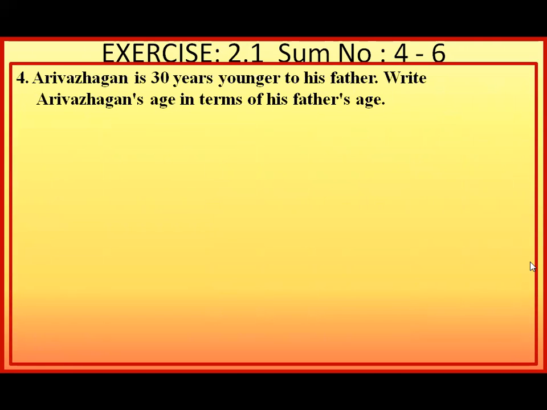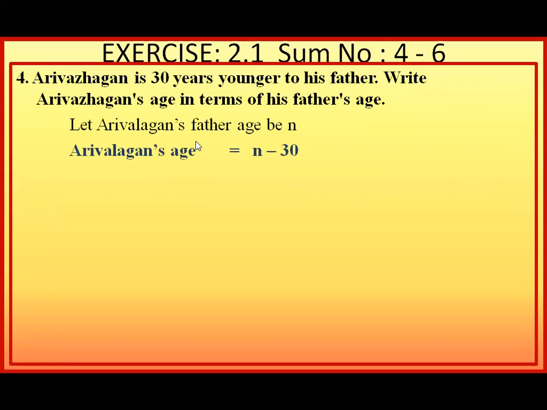Arivaragan is 30 years younger to his father. Write Arivaragan's age in terms of his father's age. Let the father's age be n. So Arivaragan's age is n minus 30, because he is 30 years younger to his father.